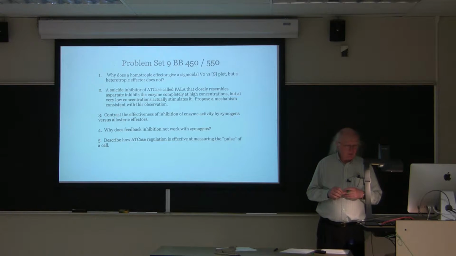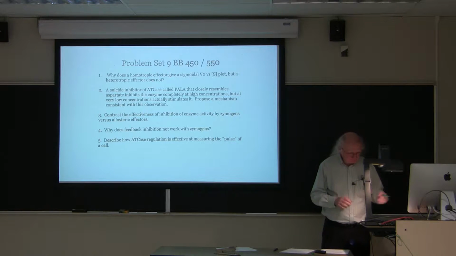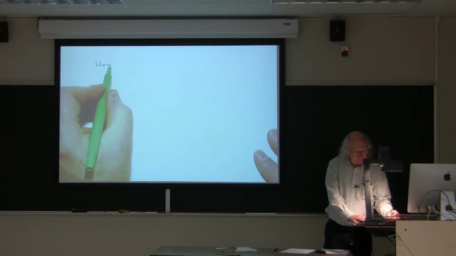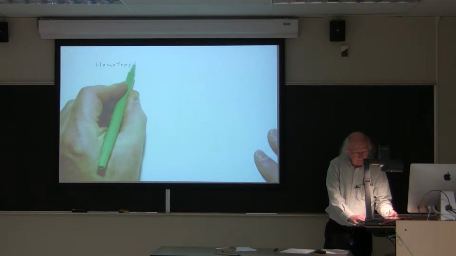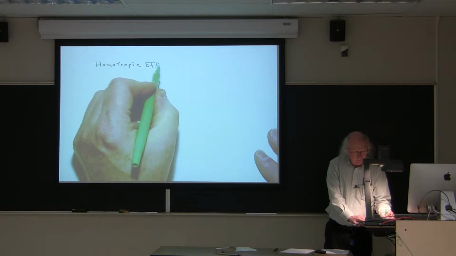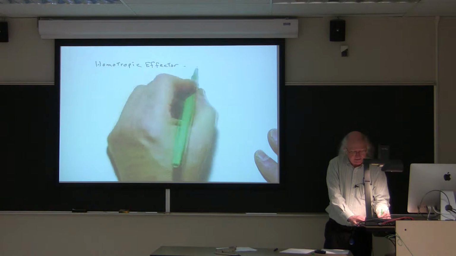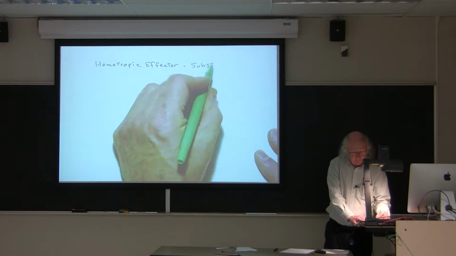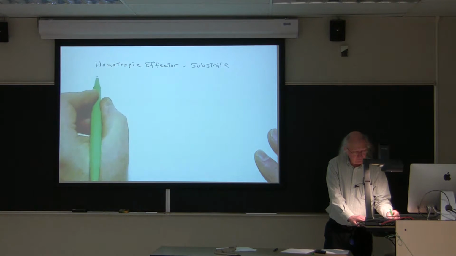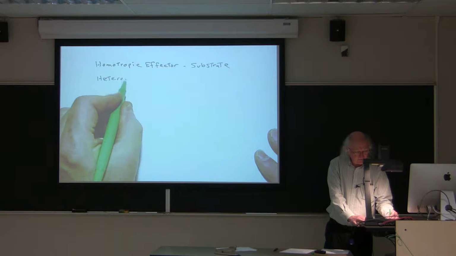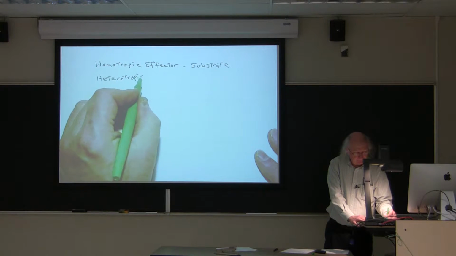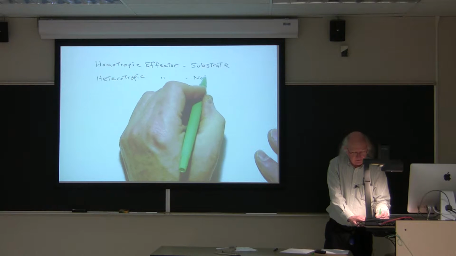The first question involves, how does a homotropic effector give a sigmoidal V versus S plot, but a heterotropic effector does not? Well, to answer this question, we have to remember, first of all, what a homotropic versus a heterotropic effector is. A homotropic effector of an allosteric enzyme is a molecule that is a substrate of the enzyme. A heterotropic effector, by contrast, is a molecule that is not a substrate of the enzyme.